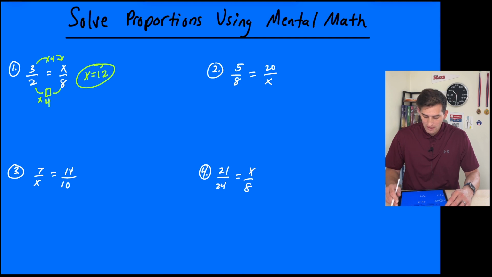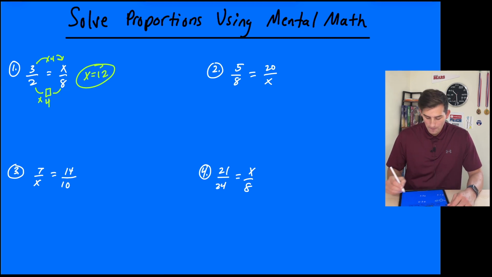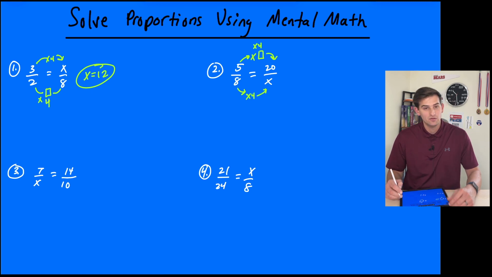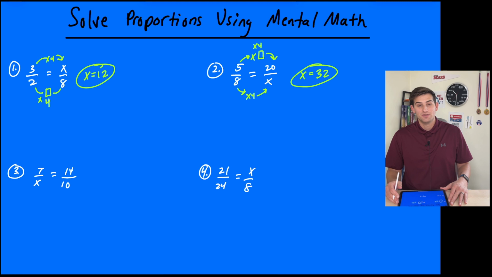All right, number 2. Now we have numerators that have a constant. Our variable is in the denominator of our second ratio. So we could say 5 times what is equal to 20? Well, that would be times 4, right? So now we're going to go down here and we're going to say 8 times 4 is going to give us our value of our variable. So x would be 32 because 8 times 4 is 32.